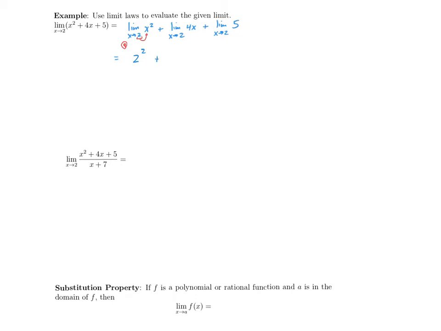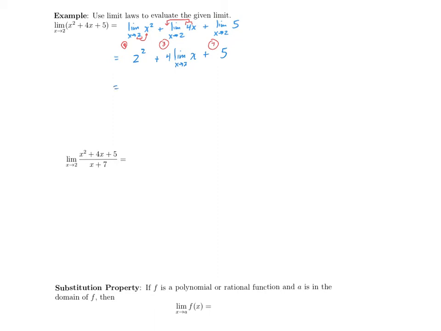And then in the next piece, we're going to have to go back to the limit law that tells us we can pull a constant out. That is to say, this constant 4 can be pulled out front. And this is limit law 3. So this would be 4 times the limit as x approaches 2 of x. And we saw in our limit law number 7 that the limit of a constant is always that constant. So the limit as x approaches 2 of 5 is simply 5.